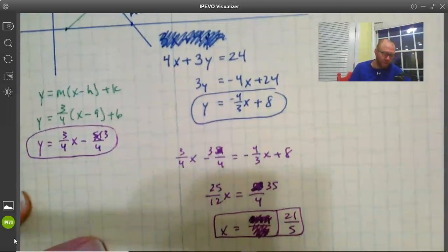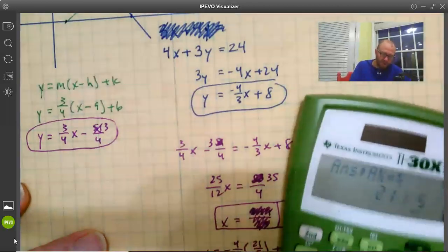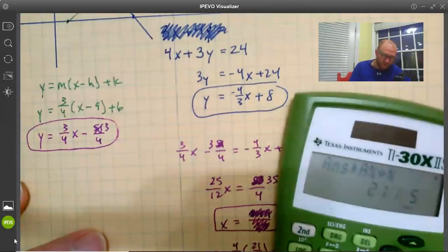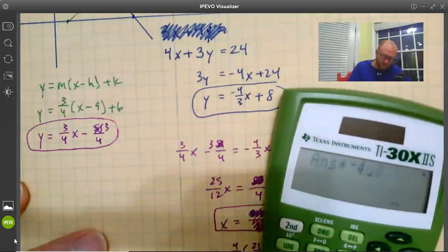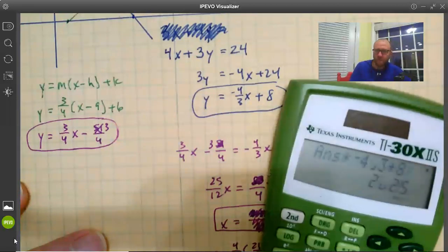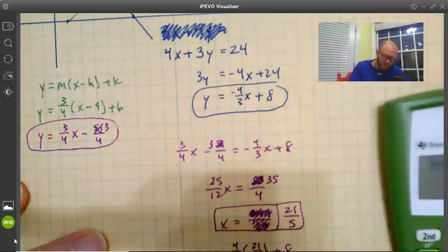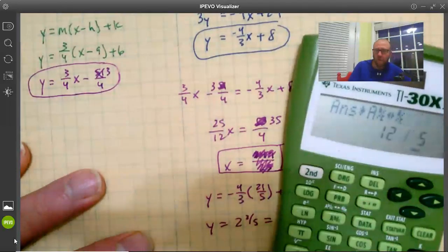So now we've got to go plug that back into one of the two equations. So y equals, I'll pick this one up here, negative 4/3 times 21/5 plus 8. I'm just going to punch all that into my calculator. So I already got the 21/5 in there. So times negative 4/3 plus 8 gives us 2 2/5. All right, so that's 2 2/5, which is 12/5.